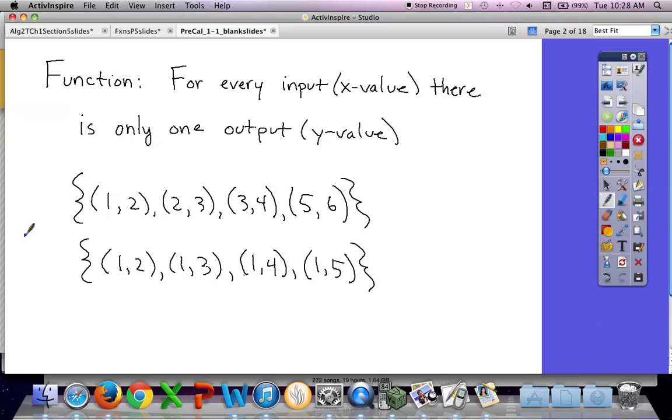The x is the same, right? So, for example, here, the x's are all 1, which means if I said, what's the value of y that goes along with x equals 1, you'd have 4 different answers. That is not a function, right? The first set of ordered pairs is a function because the x values don't repeat, right? So this is a function.